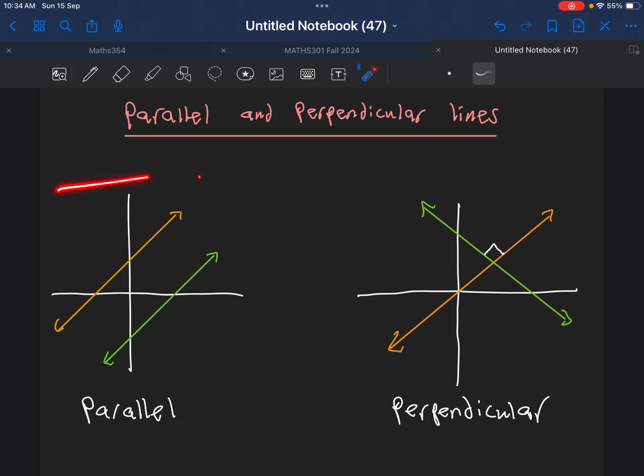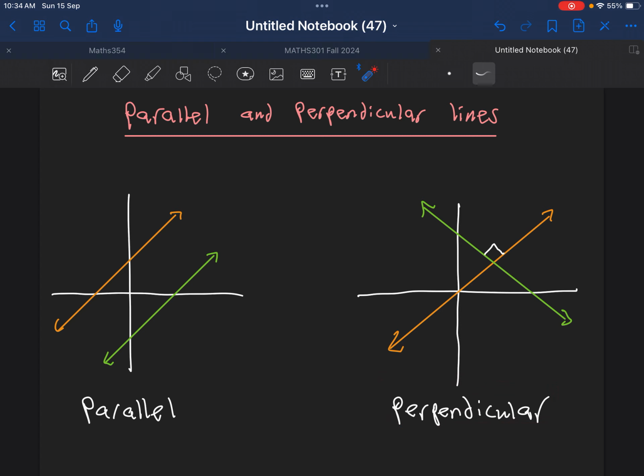Now, what do we mean by parallel? Parallel will be similar to the situation where they move in the same direction, but they will never meet. They will never intersect each other. It's like going in the parallel direction.